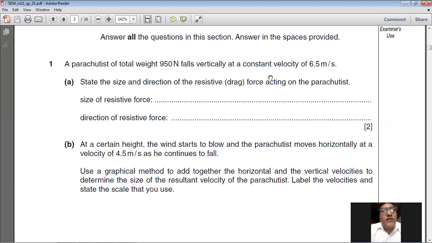So first of all, we have to choose a certain scale. For example, one velocity is 4.5 meter per second. The other velocity which we have to represent graphically is 6.5 meter per second. So let's say you choose that 1 meter per second is represented with 2 centimeter. If you choose this scale, then 6.5 meter per second will be represented with 13 centimeter, and 4.5 meter per second will be represented with 9 centimeter. I have drawn this on a paper.